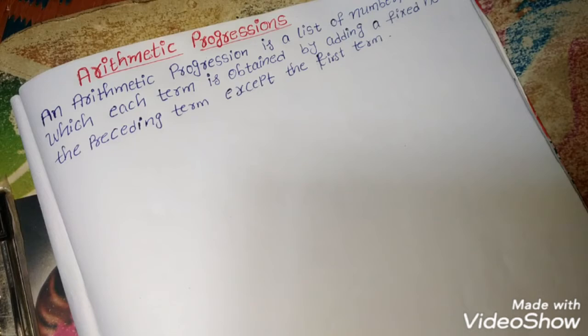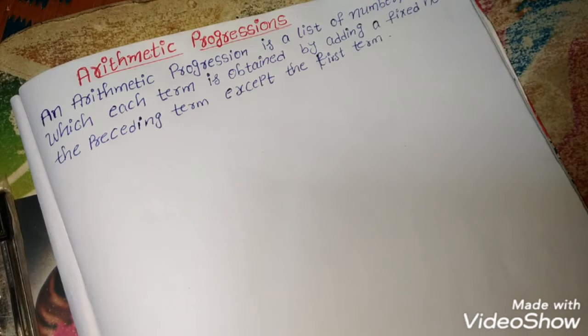Arithmetic progression is a list of numbers in which each term is obtained by adding a fixed number to the preceding term except the first term. If you need to know the perfect definition of the arithmetic progression, you have to do some example problems. Then you can understand what is the arithmetic progression.